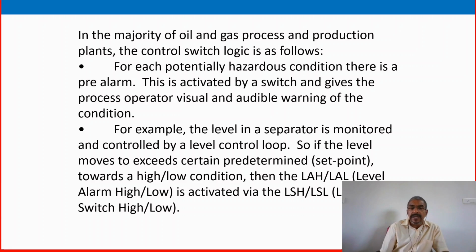For example, the level in a separator is monitored and controlled by a level control loop. We have already studied the level control loop. LT, the level transmitter, is there, and LIC, the level indicator controller, is in the control loop. LY, the level transducer, changes the current signal to a pneumatic signal, and finally the final control element is the LCV, the level control valve. So we studied this control loop.